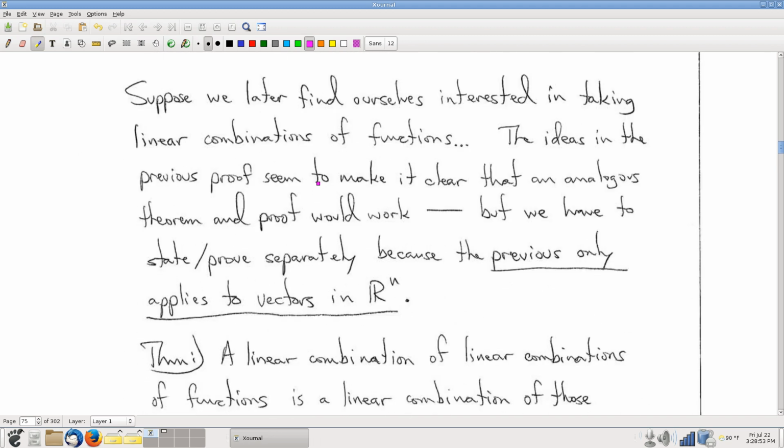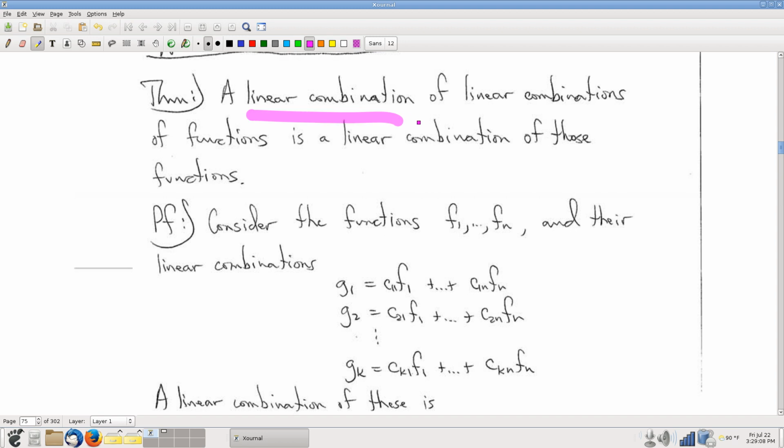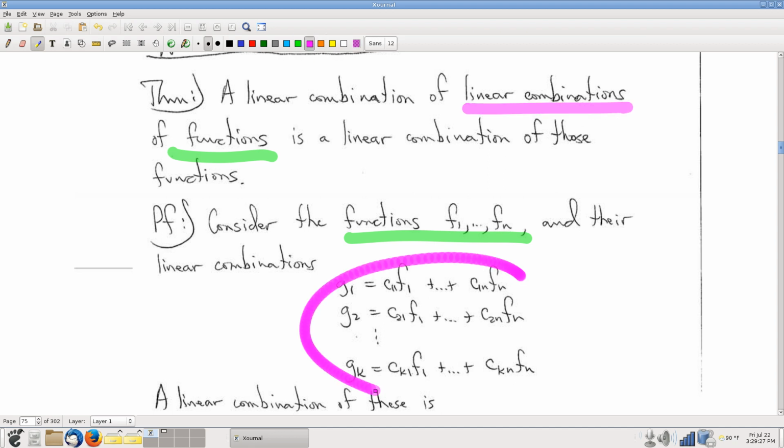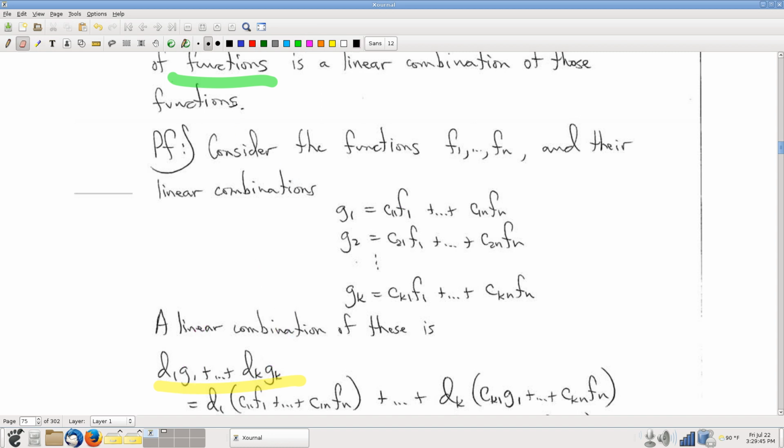So, unfortunately, finding ourselves interested in linear combinations of functions, we have to state and prove separately a whole new theorem. And here it is. A linear combination of linear combinations of functions is a linear combination of functions. Totally new theorem. We have to prove it all over again effectively as well. Here's the functions that we're starting with. Here are some linear combinations of those functions. I can consider now a linear combination of those linear combinations of our original functions.